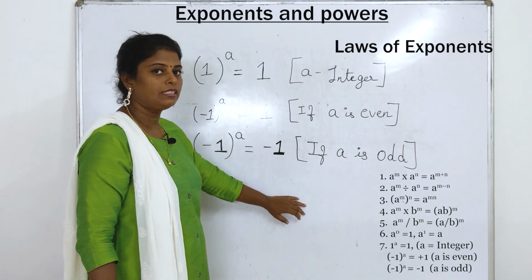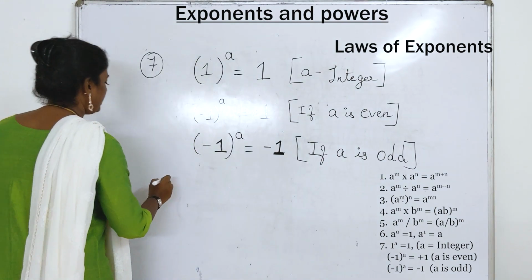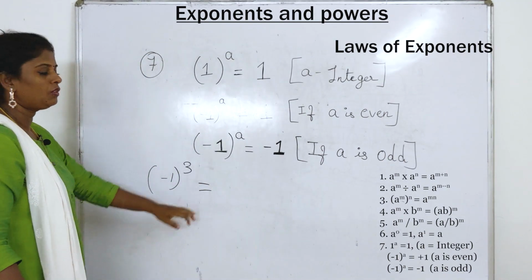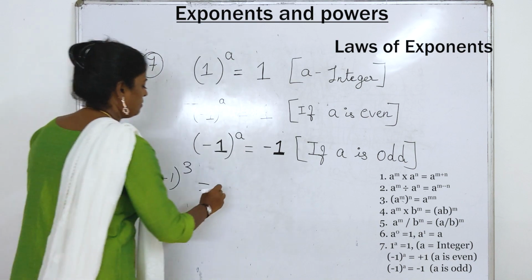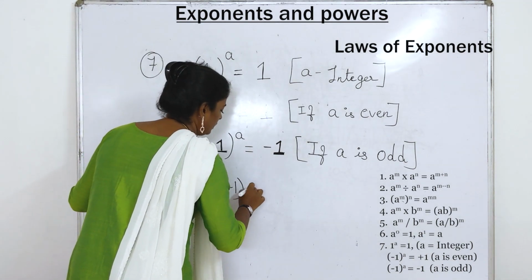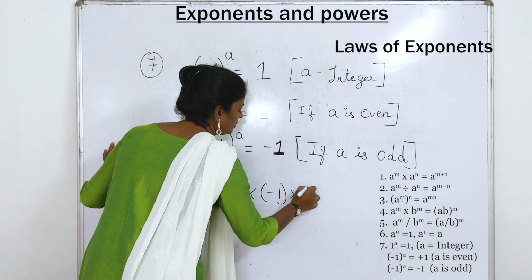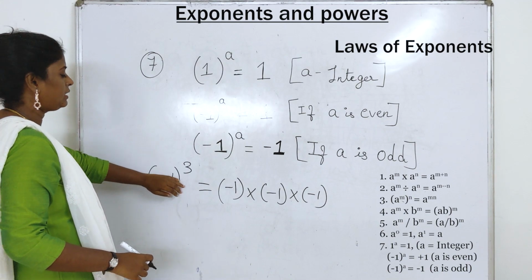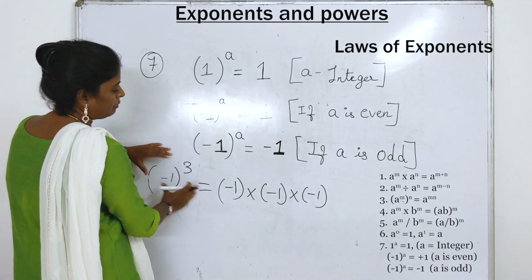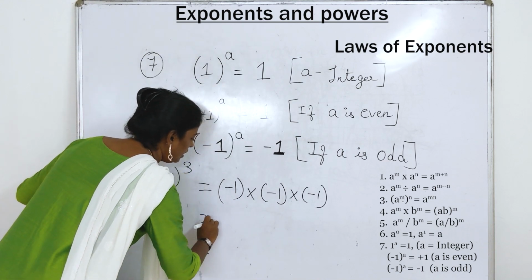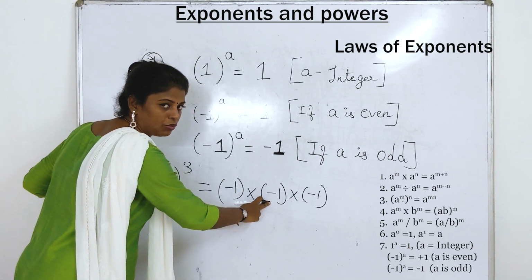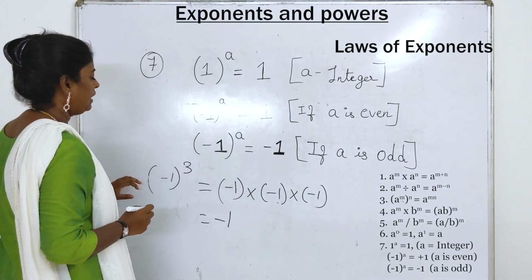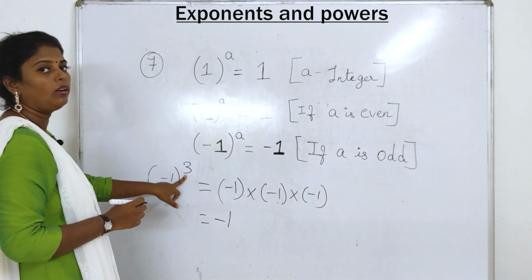So we will verify this law by examples. Minus 1 to the power 3. What is the value of minus 1 to the power 3? We are multiplying the base, minus 1, by 3 times, since the power is 3. And this is equal to minus 1 into minus 1, plus 1. Plus 1 into minus 1 is minus 1. And we have this 3 as an odd number.